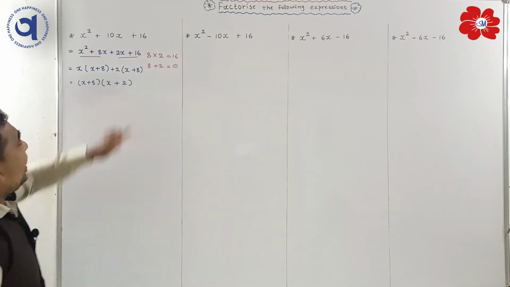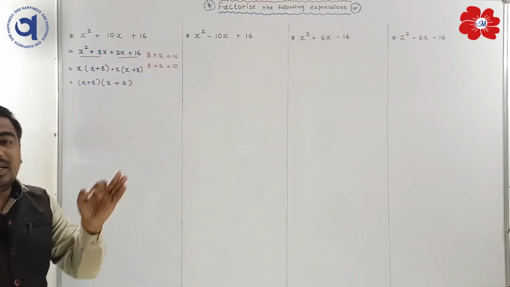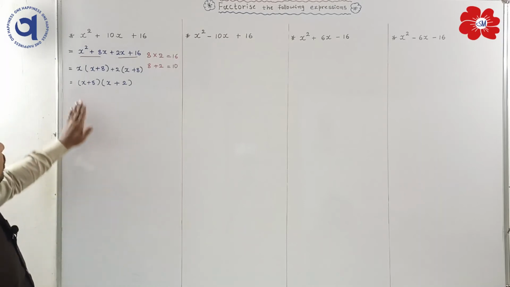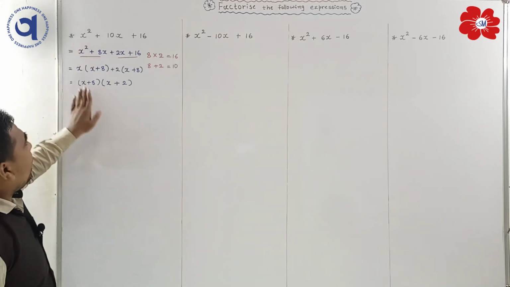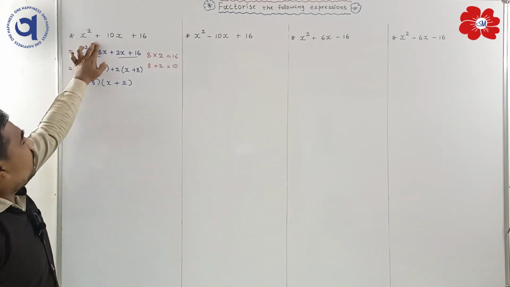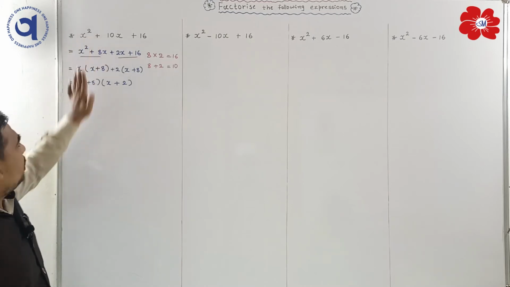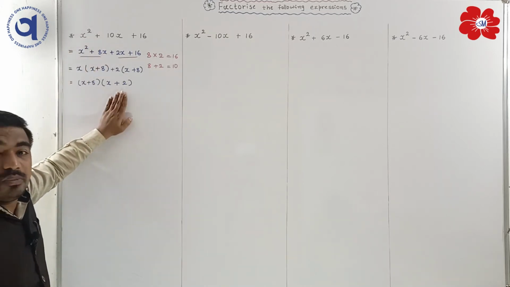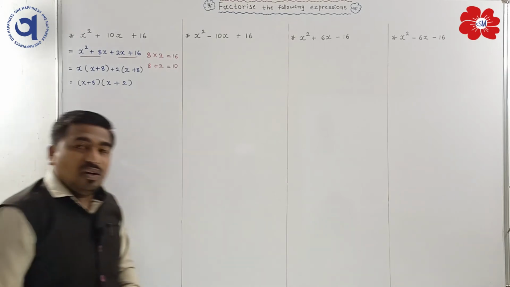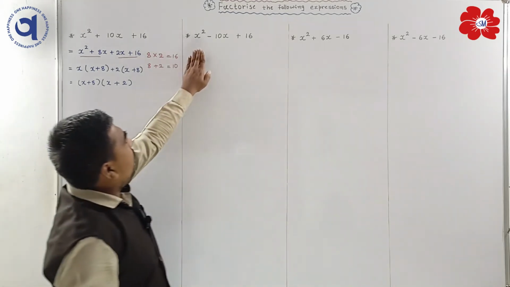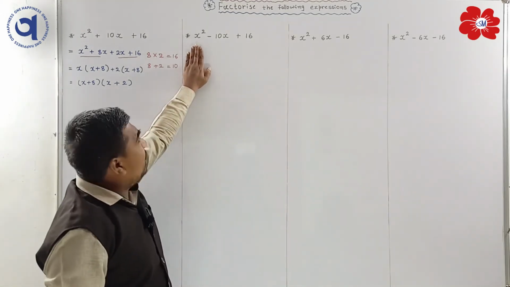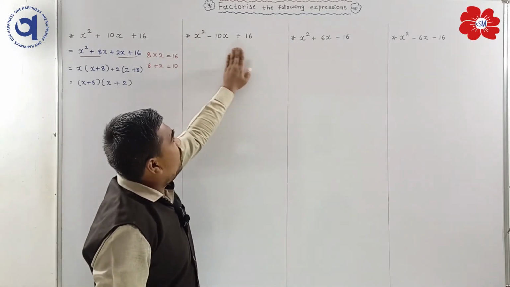Look here, whenever we have a plus sign in the last term, both signs will be the same. Here the sign is plus, so both signs are plus. We are taking another example, x square minus 10x plus 16.